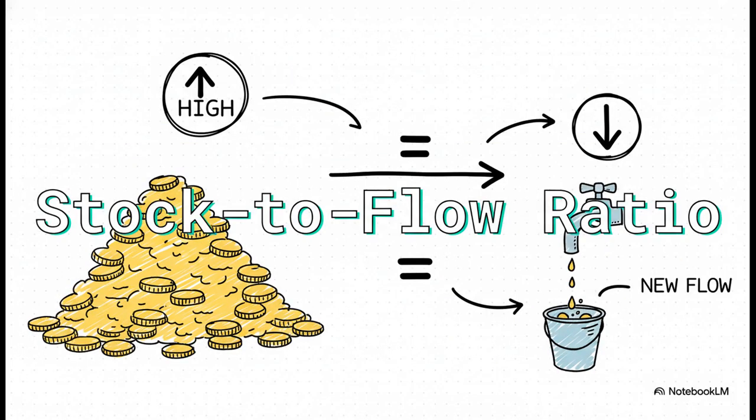And this brings us to what is arguably the most important metric in the entire book, the stock-to-flow ratio. It's simple. You just divide the total existing stock by the new annual flow. So if you have a really high ratio, it means that any new production is just a tiny, tiny drop in an enormous ocean of existing supply. And that, right there, is the mathematical definition of hard money.